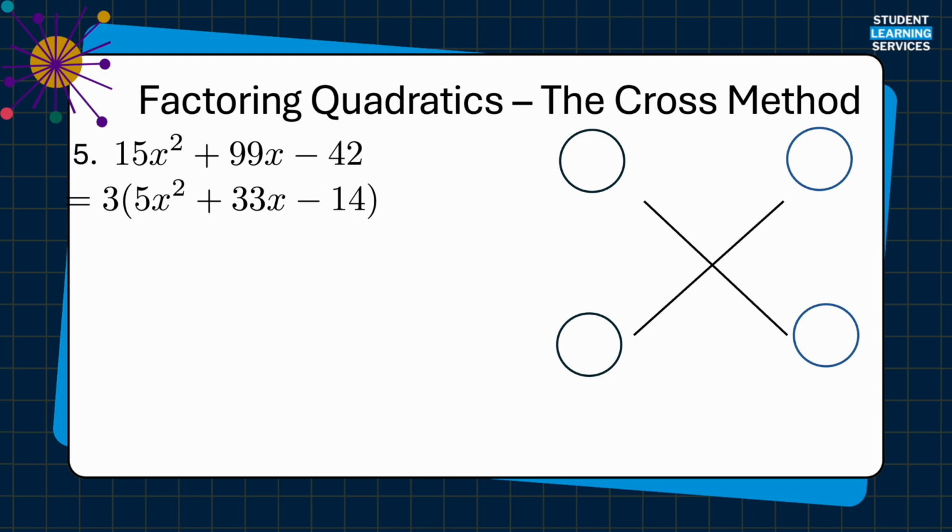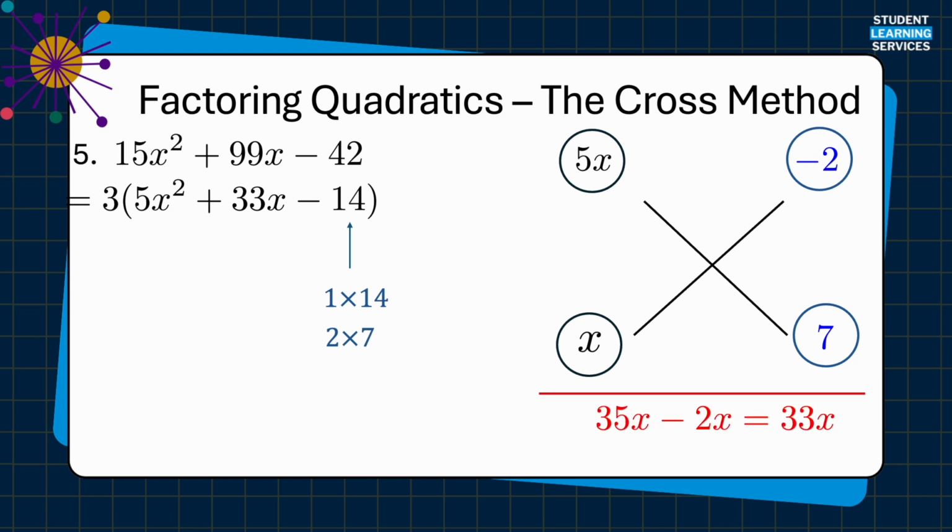Pause the video first. Now, you should be having 5x and x because only 5 times 1 is 5. And then 14 is 1 times 14 or 2 times 7. After some attempts, you should be able to get negative 2 and 7, which cross multiplies to 35x minus 2x equals 33x. So our final answer is 3 times 5x minus 2 times x plus 7.